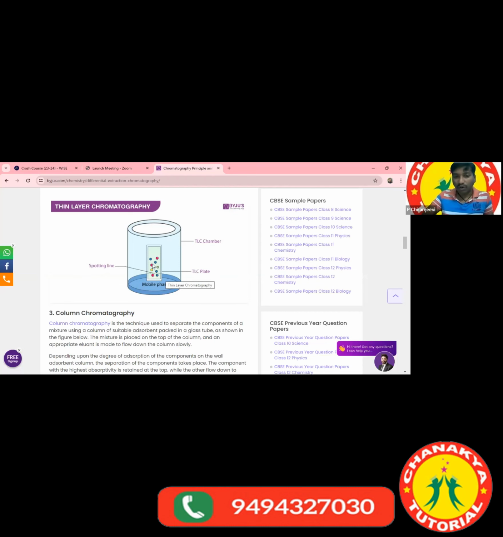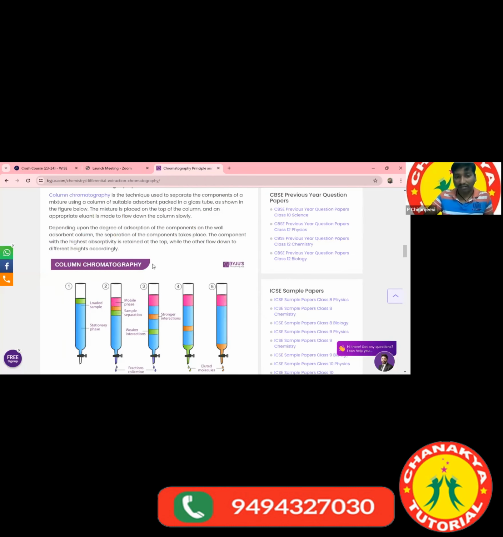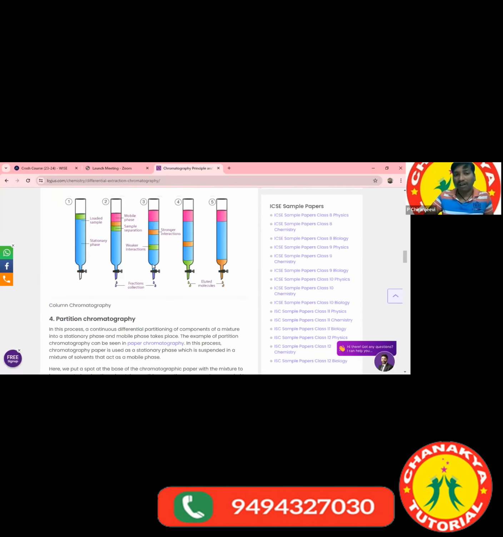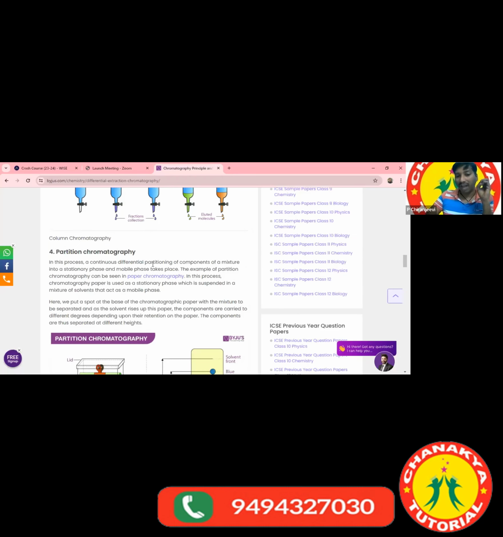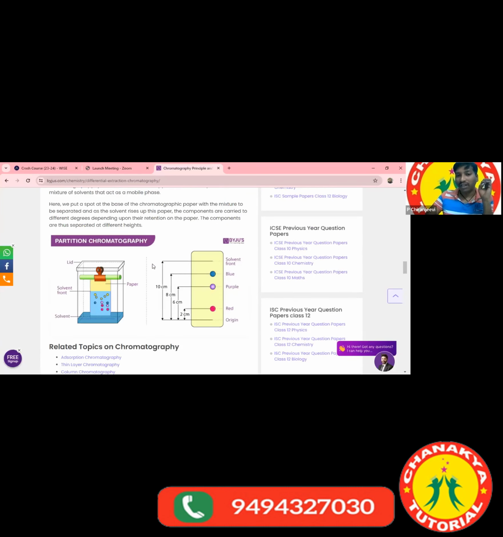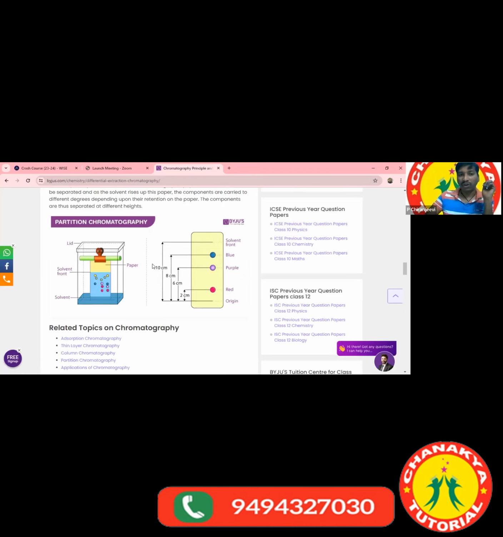In this method also, how we are going to separate: here we have an RF factor. Based on that, we are going to separate the mixture of components into individual components. So what is meant by the RF factor? RF factor is nothing but the ratio of the distance traveled by the substance from the baseline, and the distance traveled by the solvent from the baseline. Clear?